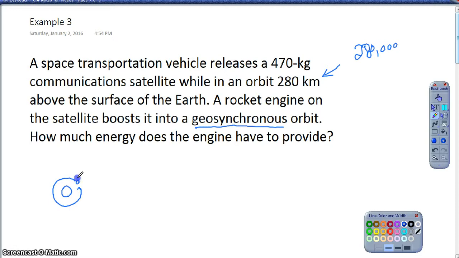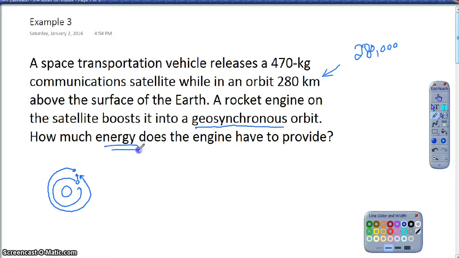So that satellite releases another satellite or transportation vehicle, and it releases it to go to a different altitude, so that altitude it will be in geosynchronous orbit, which again we'll recap what that means here in just a second, right? But that's the situation. And so in this case, it's actually not an energy conservation problem.